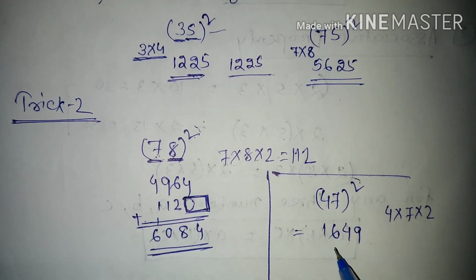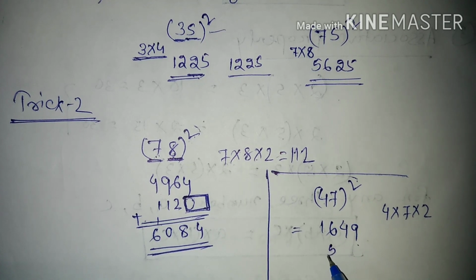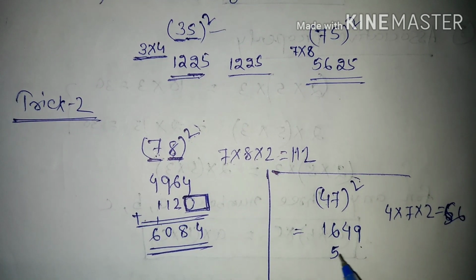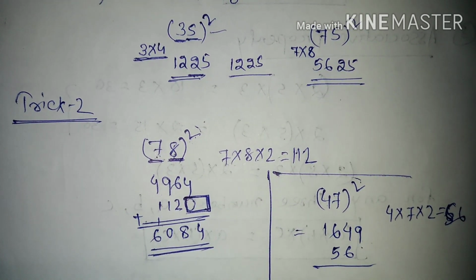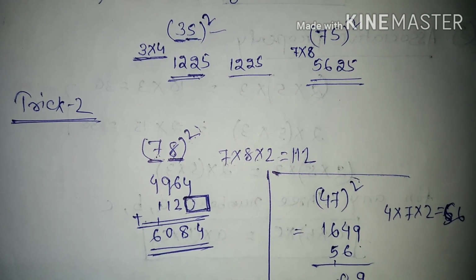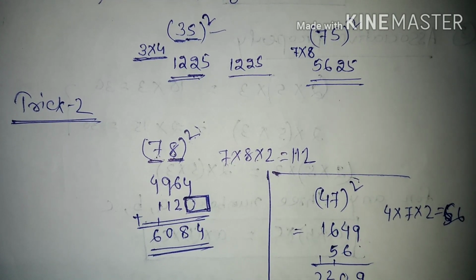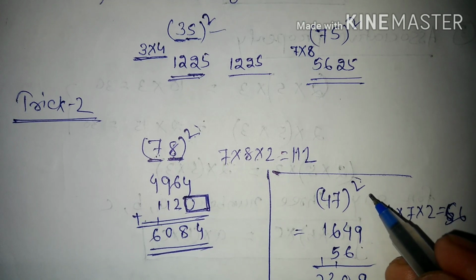Then we have to add 56 with this number. But one thing we have to consider, that we have to leave this space, the first digit space. Then the remaining digits, 56, right here. Then we have to add these. This is the square of 47.